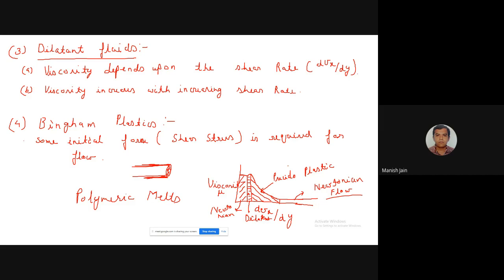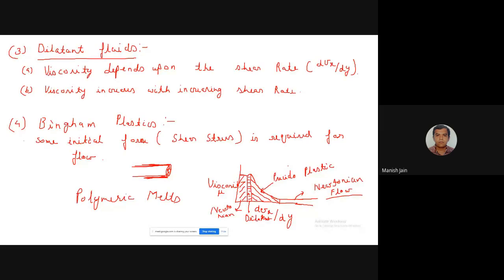Similarly, several non-Newtonian fluids show very complex behavior, and they generally show different types of non-Newtonian behavior at different ranges of the shear rate. Now, one question arises: why does a fluid show non-Newtonian behavior?